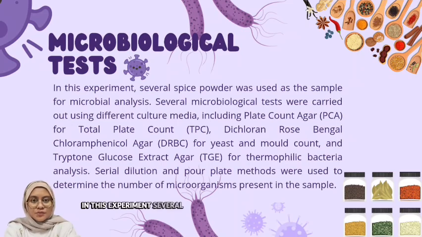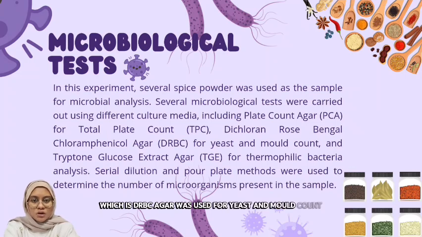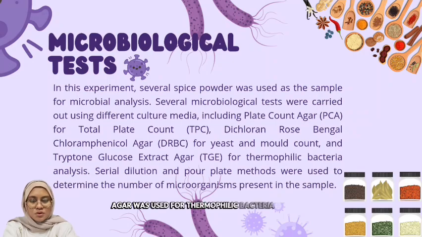In this experiment, several microbiological tests were conducted using different types of media. Plate count agar or PCA was used for total plate count to determine the total number of viable bacteria. Dichloran rose bengal chloramphenicol agar, which is the RBC agar, was used for yeast and mold count, while tryptone glucose extract agar or TGE agar was used for thermophilic bacteria analysis.